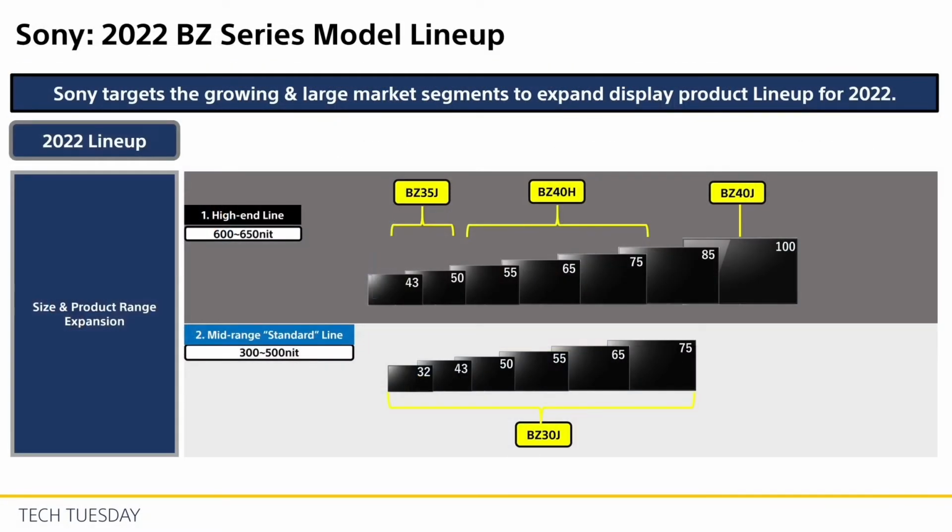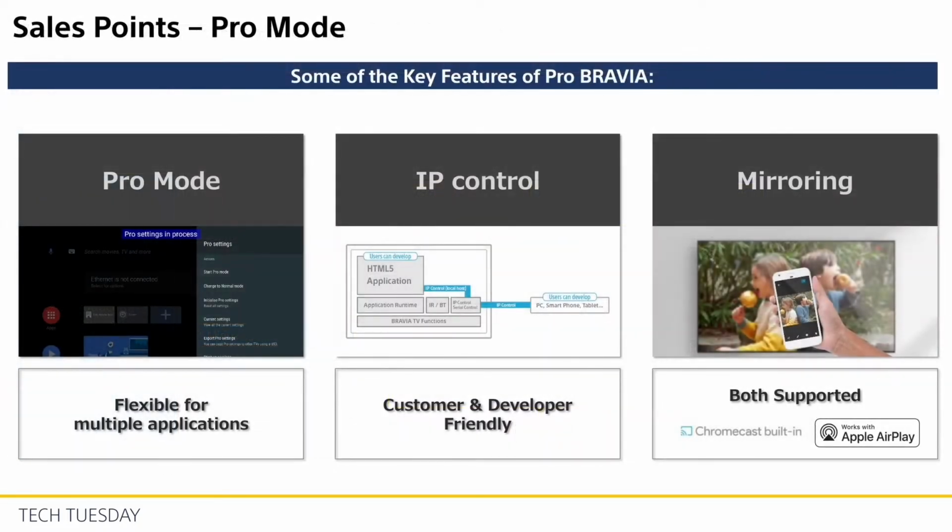Now let's look at our lineup. So I didn't include the FWD models in this lineup because it's not applicable to Pro Mode. So they're not shown here. What I'm showing here are the 2 series, the mid-range standard line, which consists of the BZ30J, and then the high-end line, which is the BZ35J, BZ40H, and BZ40J.